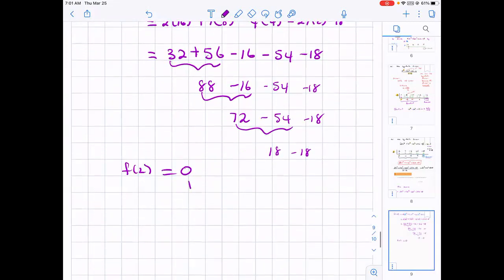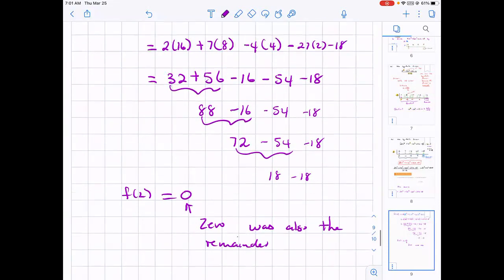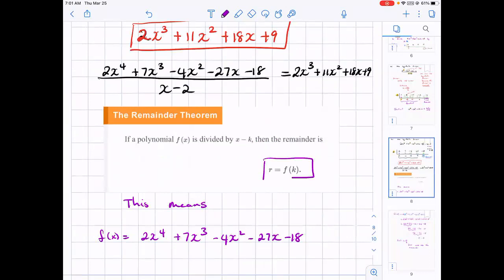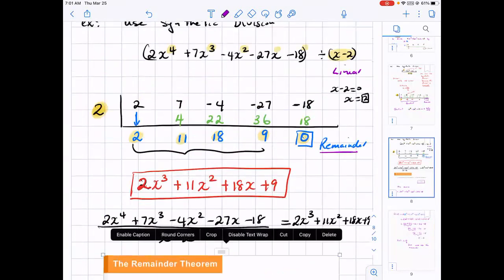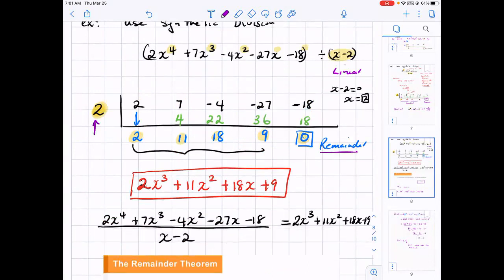And notice that 0 was also the remainder. And that's what this is telling us. That's what this here means: the remainder is the same as f of the value k you use for synthetic division, this k value here. That's basically what it's telling us. So you will notice that if we perform long division, you will see that.